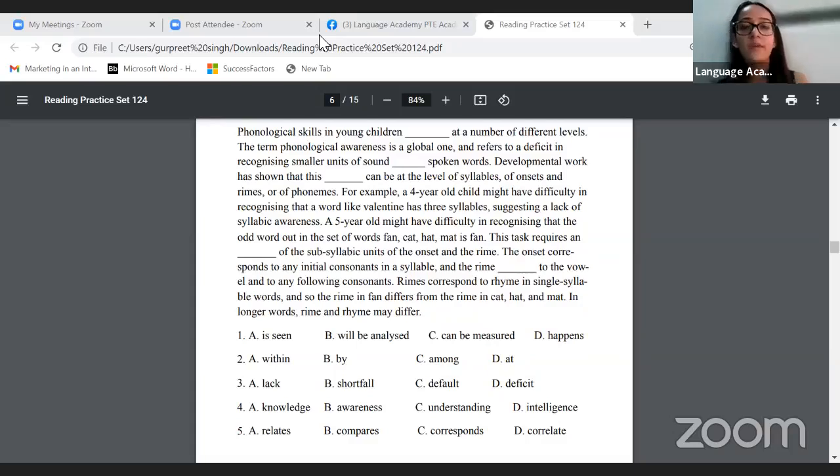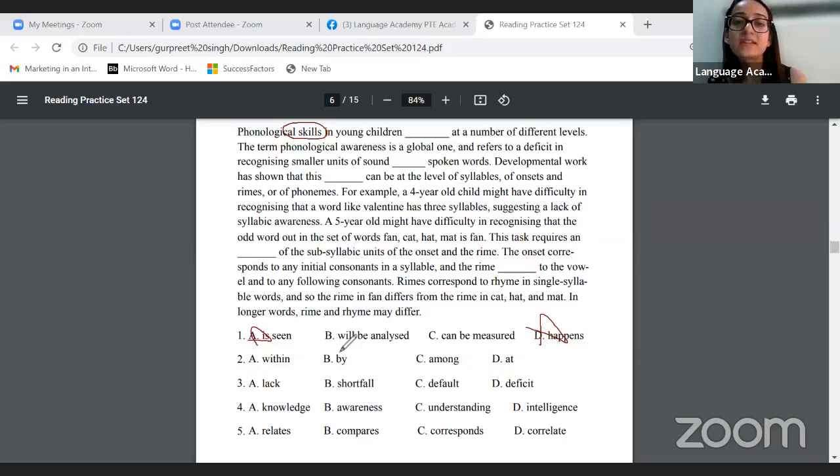Some of you have done very, very well. Very good. But almost all of you have made a very silly, foolish mistake. Phonological skills in young children dash at a number of different levels. The topic is plural. The noun is plural, skills. So "is" cannot come with skills. "Happens" cannot come with skills because these two come with singular nouns.